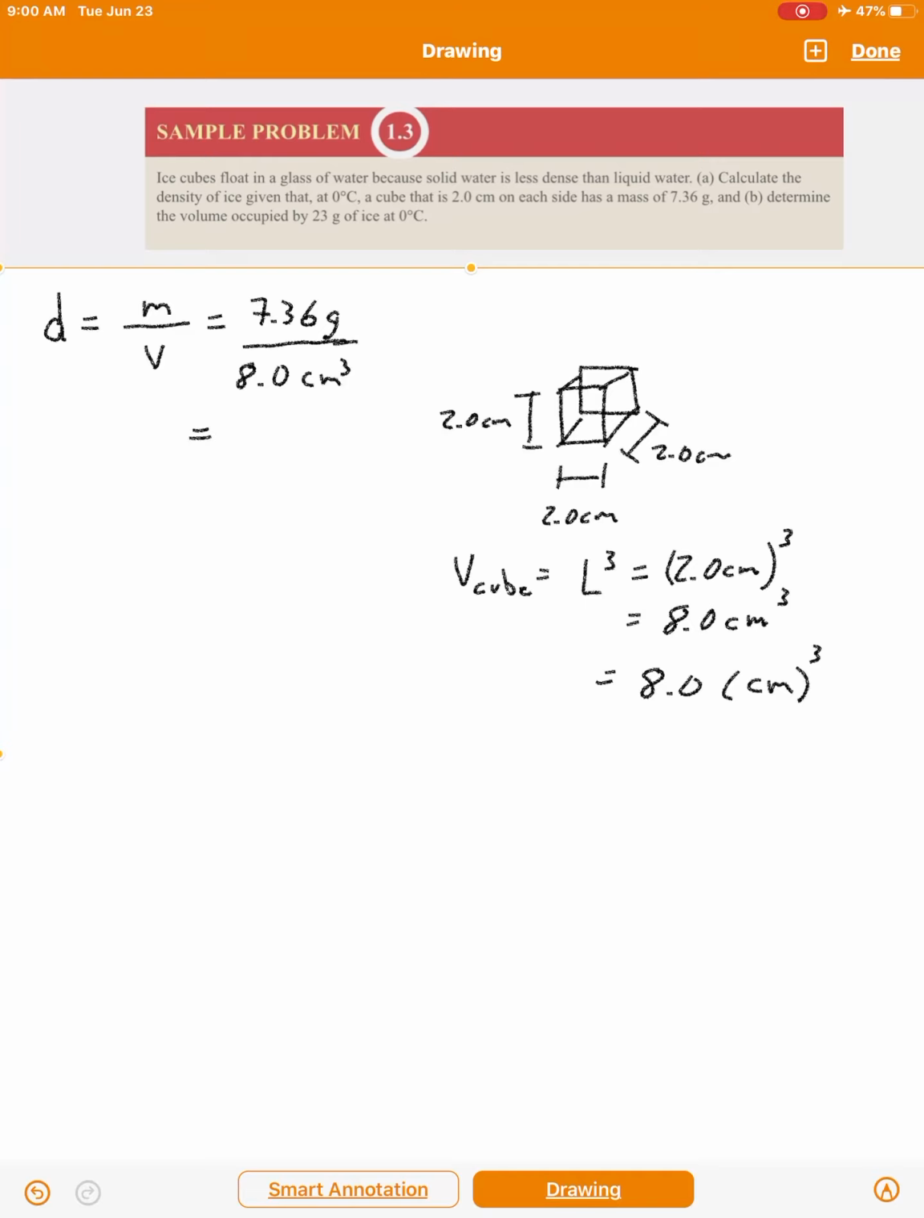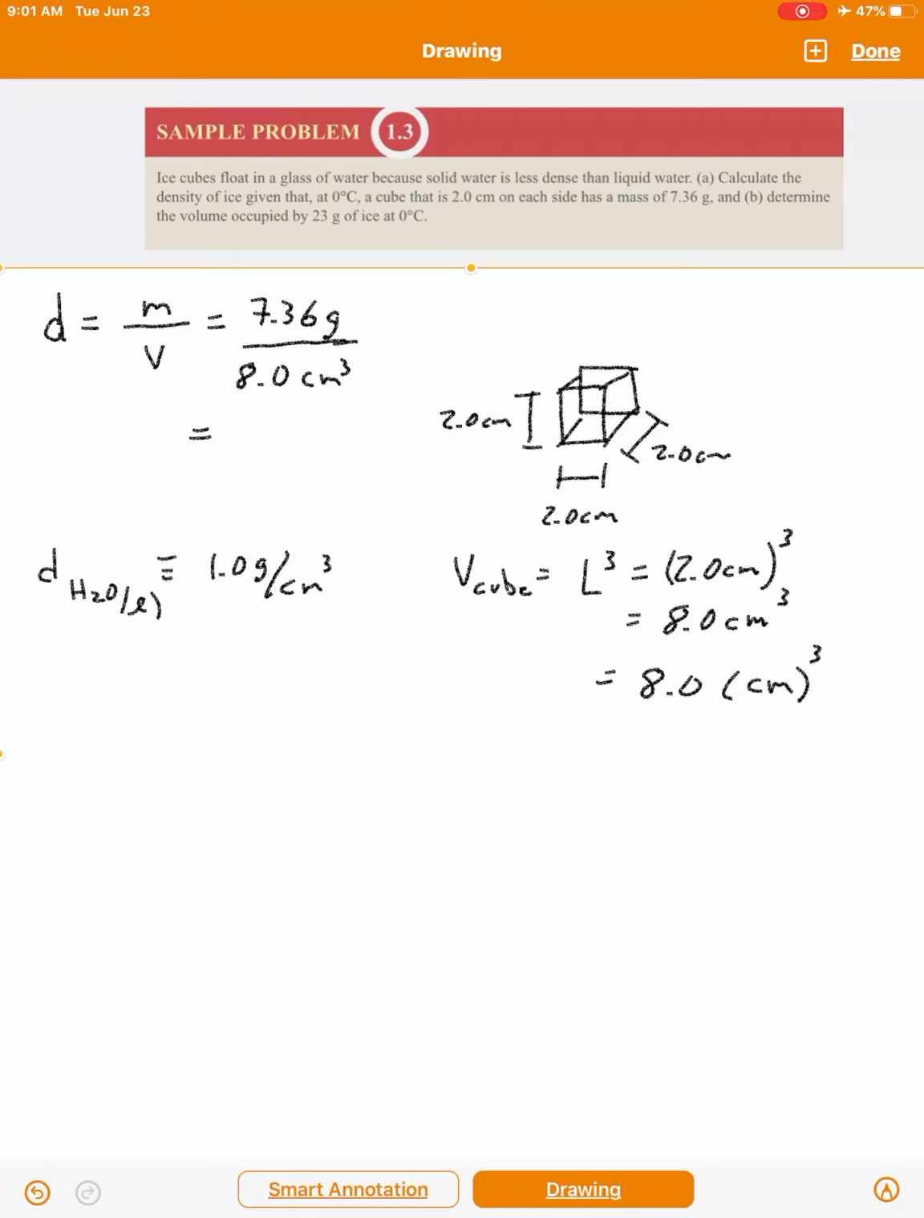The density of water is 1 gram per centimeter cubed. I'm actually going to write that here. The density of liquid water, L for liquid, is approximately 1 gram per centimeter cubed. So it makes sense, right, that your density of the ice cube would be less than 1. It floats on water, right? Ice cubes float. Solid water is less dense than liquid water.